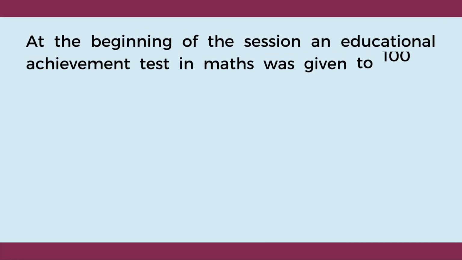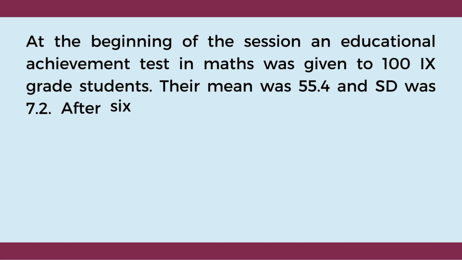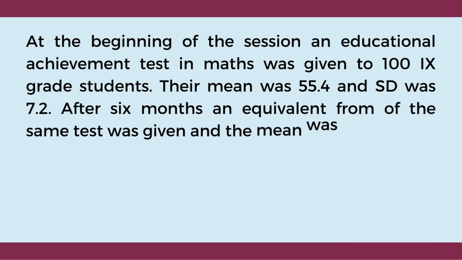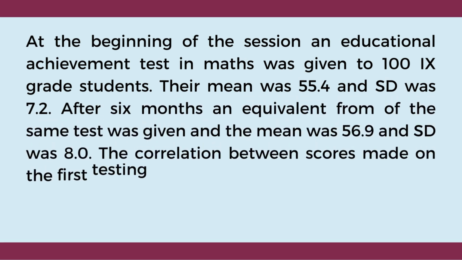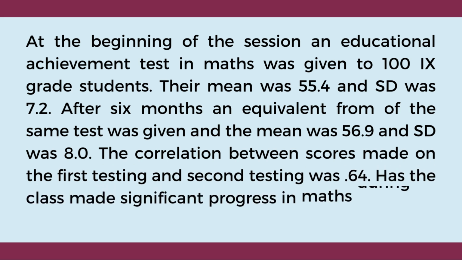Okay, here we are having the scores for the single group method. At the beginning of the session, an educational achievement test in maths was given to the 11th grade students. Their mean score was like this, and the standard deviation was like this. After 6 months, an equivalent form of the same test was given and the mean value was like this and the SD was like this.